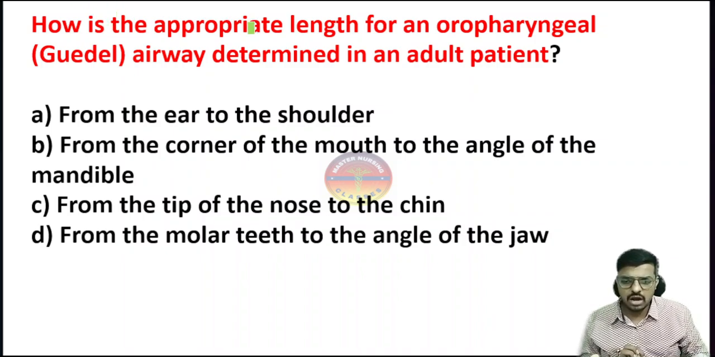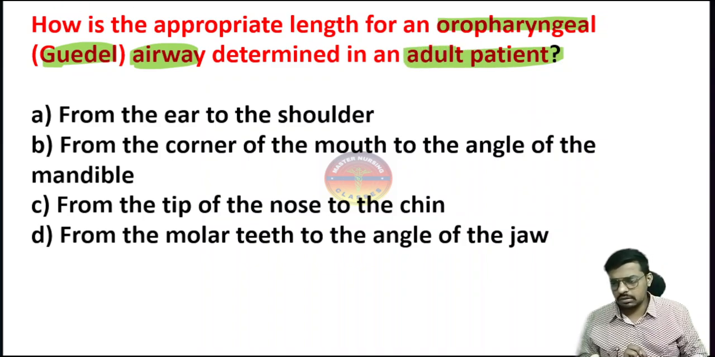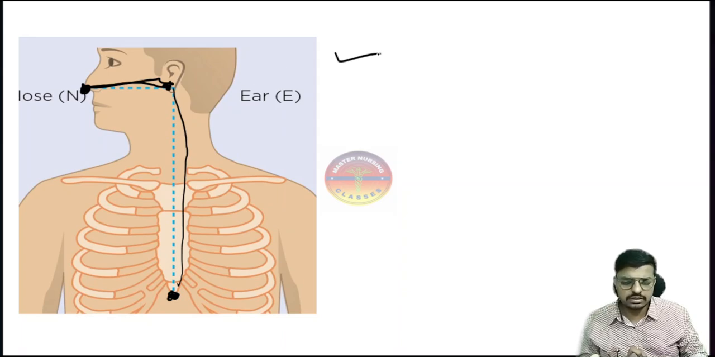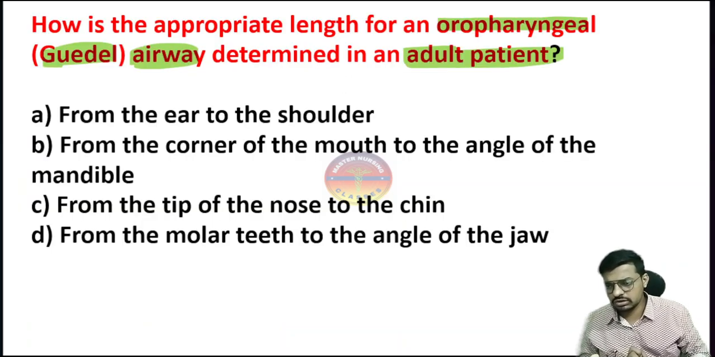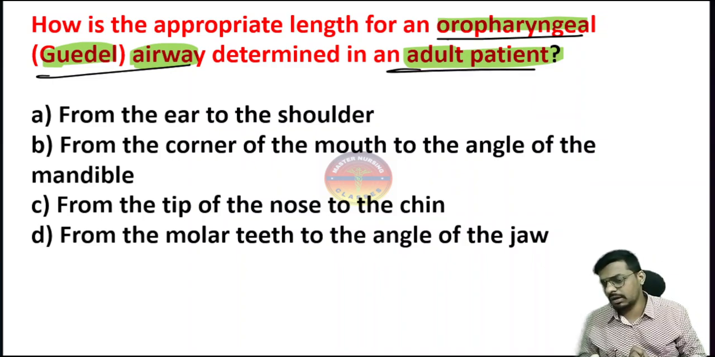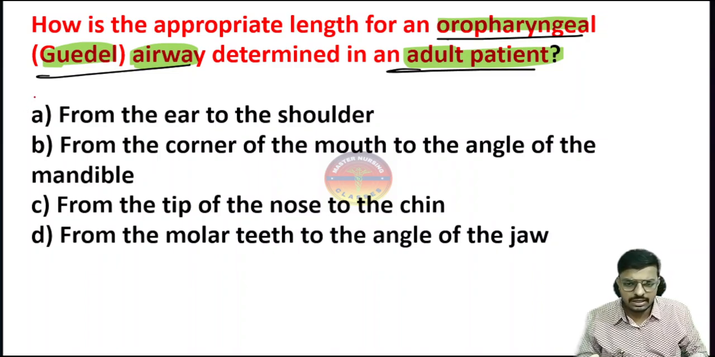Okay, the next question: how is the appropriate length of an oropharyngeal airway, or we can say the Guedel airway, determined in an adult patient? Same here. In the last question we saw how the NG tube length is measured, and it's important. Now, how do we measure the length of the oropharyngeal airway in the adult patient?